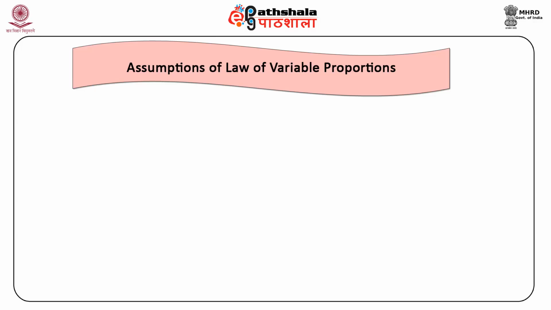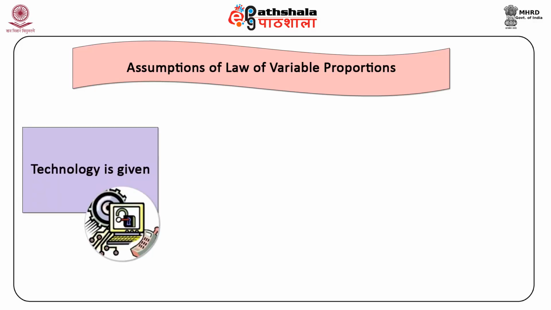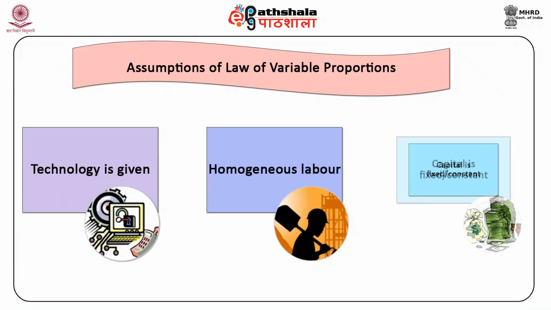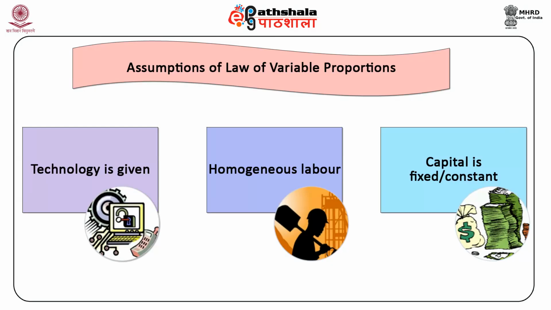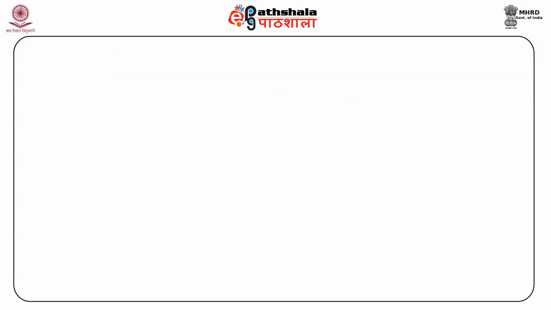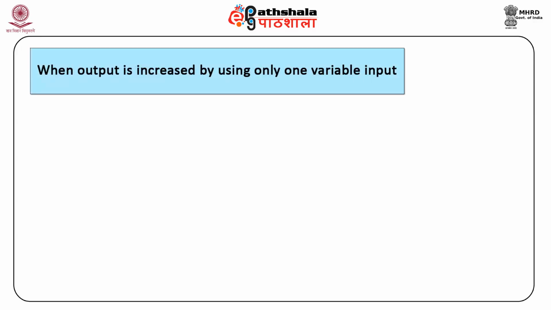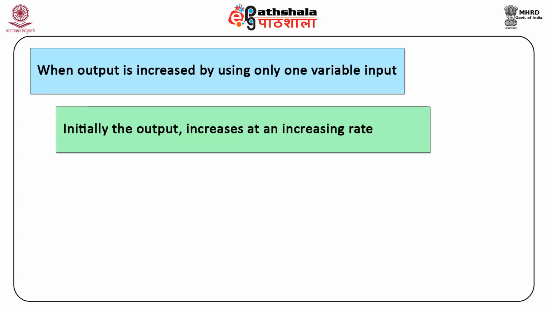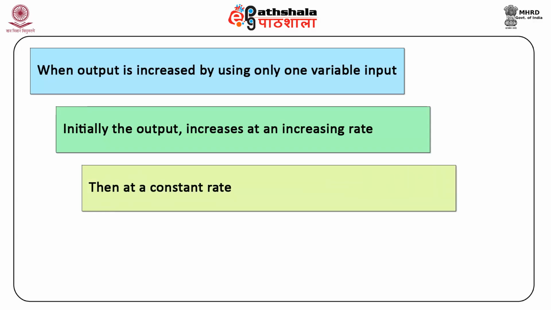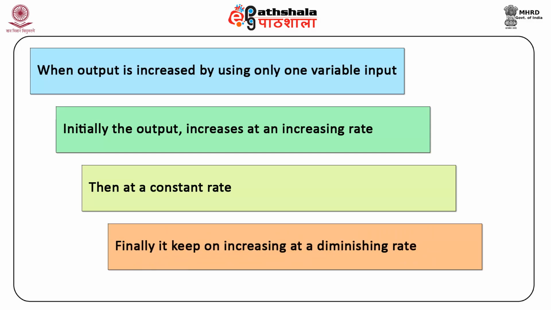Let us now talk about the law of returns to a variable proportions, that is, the short run law of production. The assumptions of the law of variable proportions are as follows. Technology is given, homogeneous labor, and capital is fixed or constant. The law of returns to a variable proportion states that when output is increased by using only one variable input as the other input is fixed, then initially the output increases at an increasing rate, then at a constant rate, and finally it keeps on increasing at a diminishing rate.